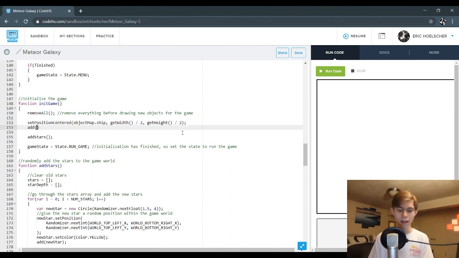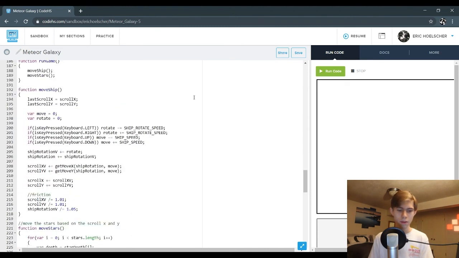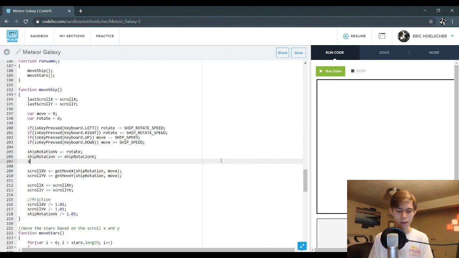And then we need to add the ship to the canvas. So object map.ship. That'll put it on the screen on initialization. And then next we need to rotate the ship. So right here with rotation, we can say object map.ship.set rotation, and then ship rotation. This set rotation by default takes in degrees, but I want to show you something handy.